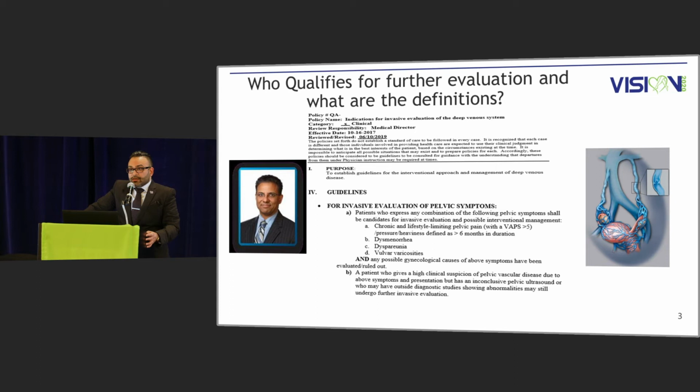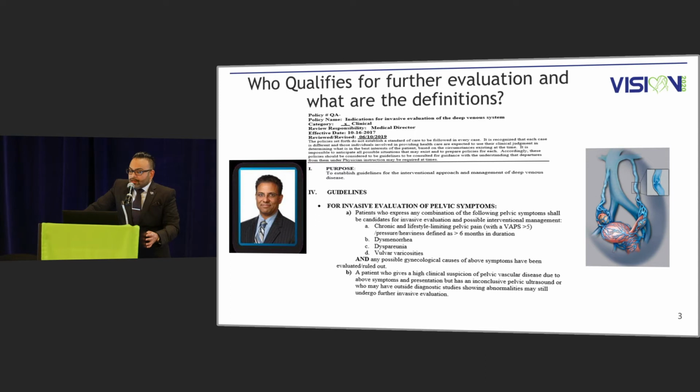The next task was, Dr. L said, Vinny, we have to make sure we're doing this right. We are a national leader. We have to make sure we have a protocol. We have to make sure we have a standard definition. Because if we're going to do this amongst 80 plus clinics, we have to make sure everybody's doing it the same way, the right way, the consistent way. And that's where we came up with the protocols.